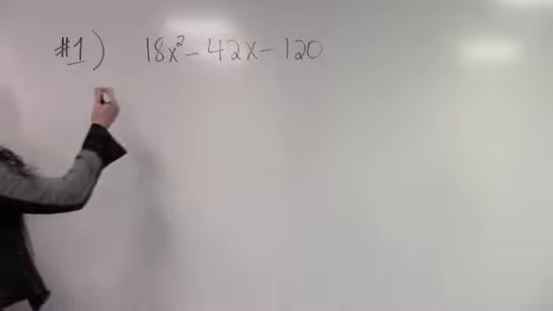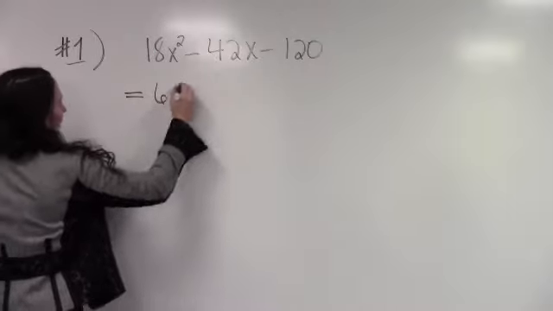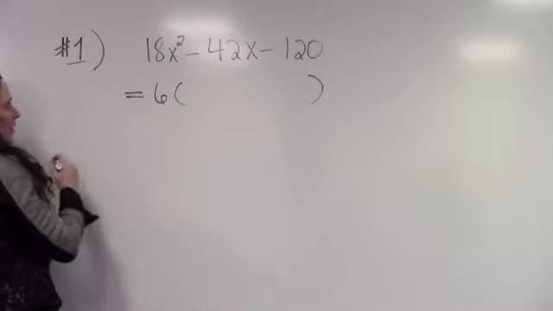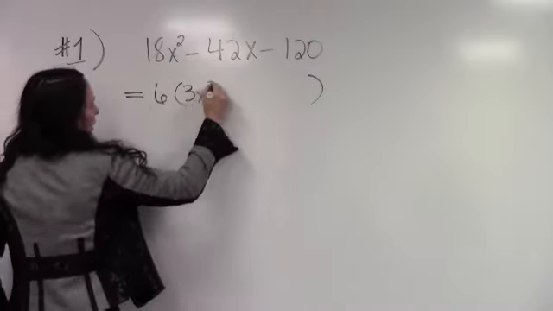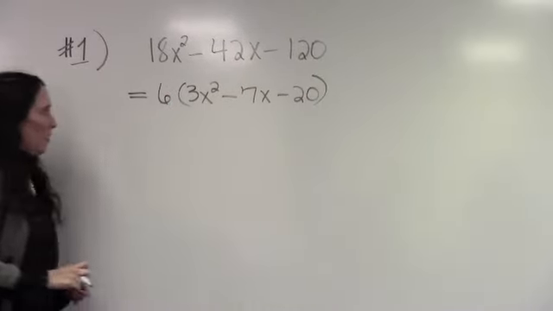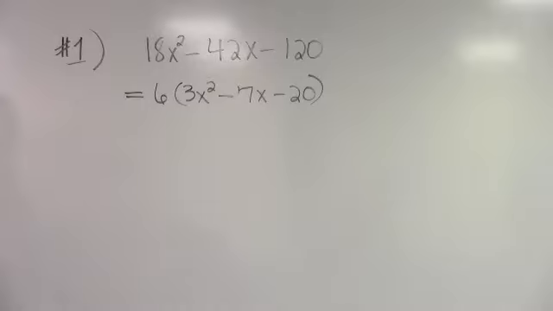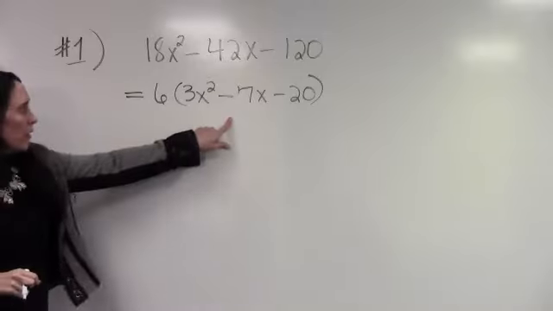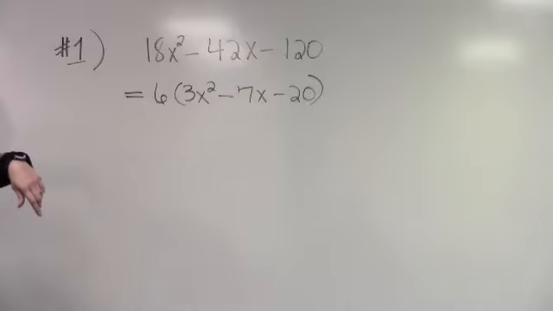6. Okay, so let's go ahead and take out a 6. And inside the parentheses, we're going to have 3x squared minus 7x minus 20. But that doesn't necessarily mean that it's factored completely. So we've got to look inside the parentheses. And one way of approaching it would be to try to split the middle term.